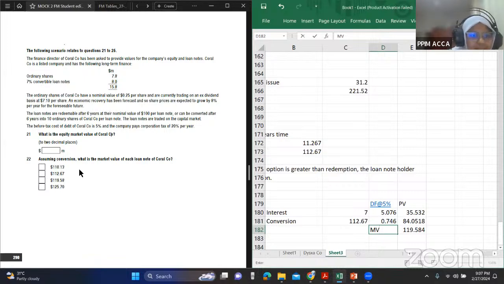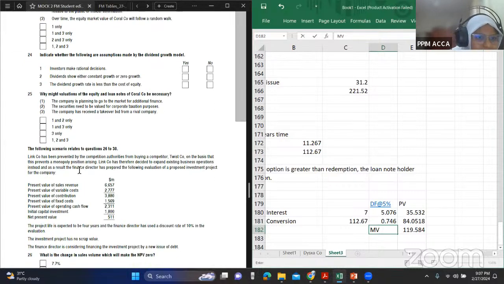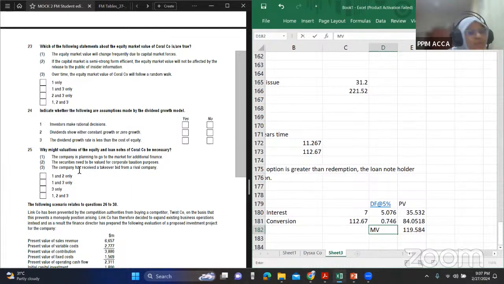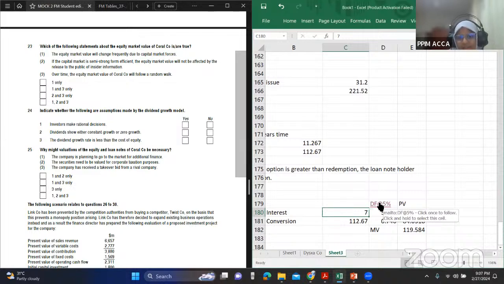Okay. Right. So I'll just go through the last 3 as well. Which of the following statements about the equity market value of Coral Company is or are true? But again, if you're using the pre-tax here, make sure this is also pre-tax. 7. You're not using 7 times 1 minus t. Then it's a mismatch. If you're using 7 times 1 minus t, then use the 5 times 1 minus t as well. Okay, so get that clear. But both ways will definitely work.